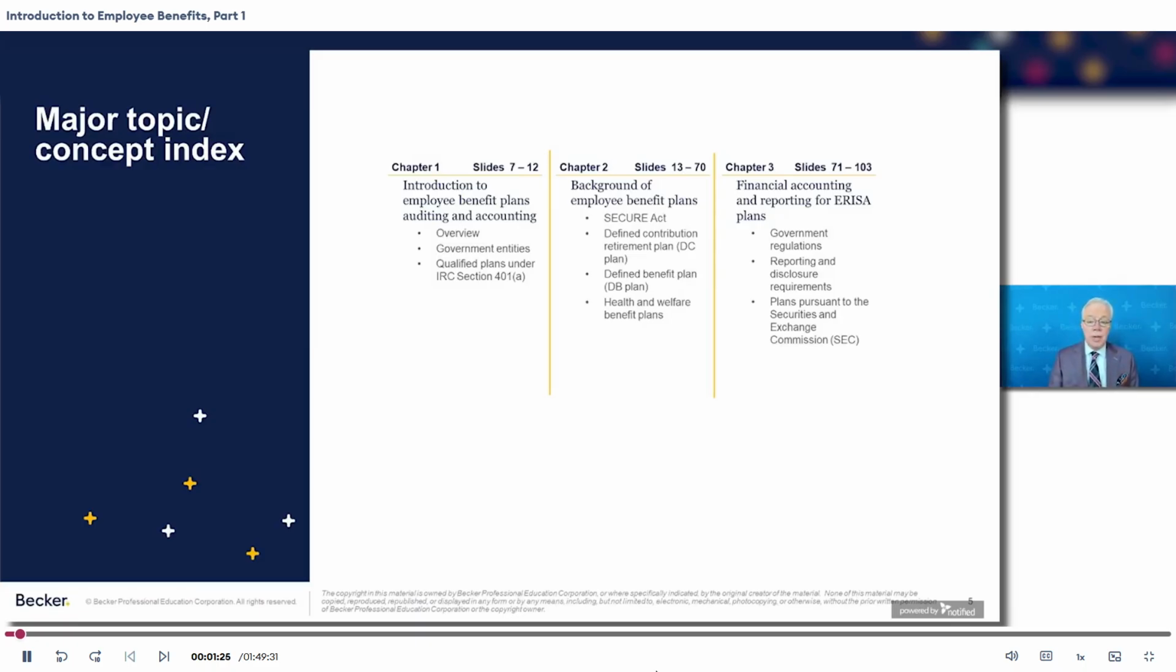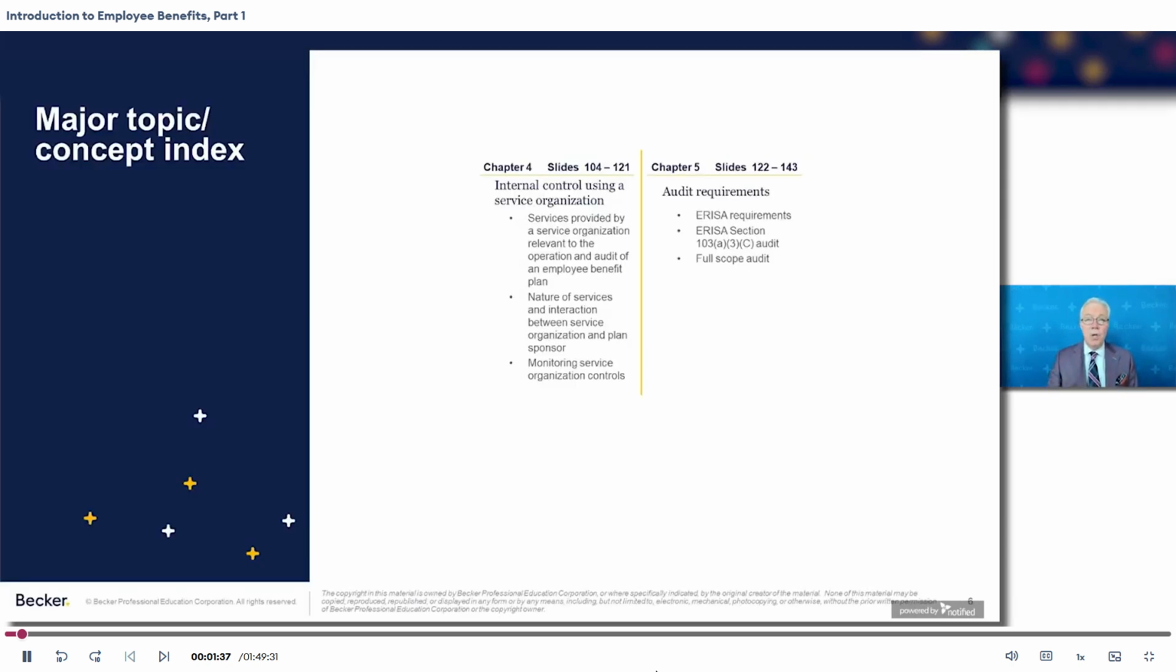Then we'll jump to Chapter 3. And in Chapter 3, we're going to look at financial accounting and reporting for ERISA plans, the government regs, reporting and disclosures, and plan pursuant to the Securities Exchange Commission. We'll then jump into Chapter 4 and look at internal controls using service organizations. We'll look at services provided by the service organization relevant to the operation and audit of that plan. We'll look at the nature of service and interaction between service organizations and the plan. And we'll also look at monitoring service organization controls.